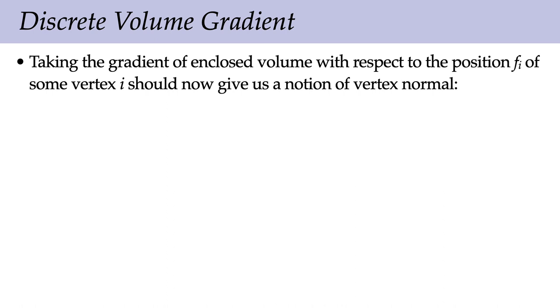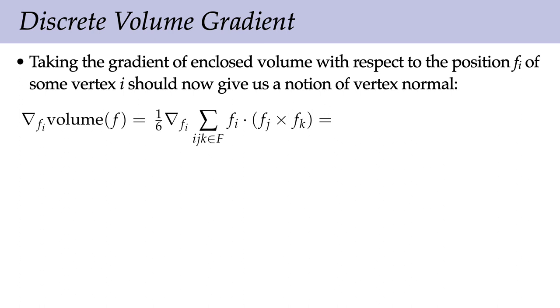In particular, if we take the gradient of the enclosed volume with respect to the position of just one of the vertices, f sub i, that's the same as taking the gradient of this sum over all triangles of Fi dot Fj cross Fk. Now, one thing to think about is which triangles in this sum even matter. Only those triangles that contain vertex i.